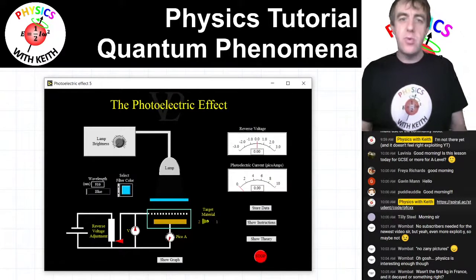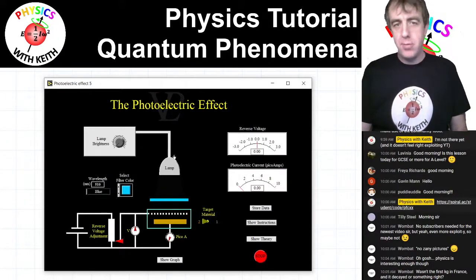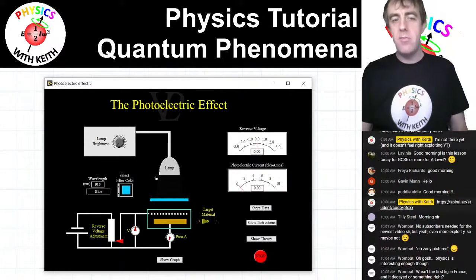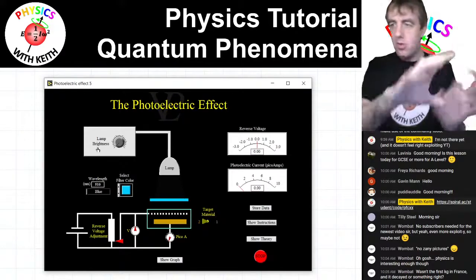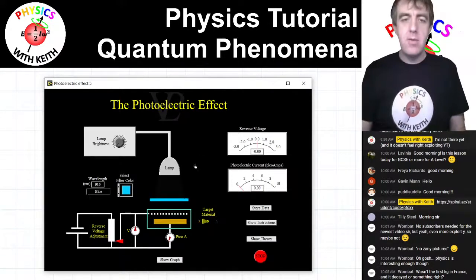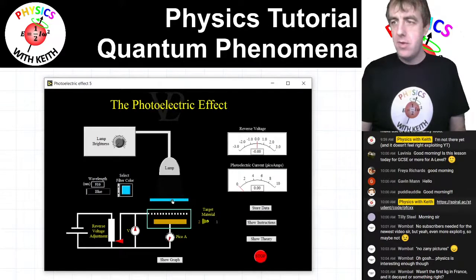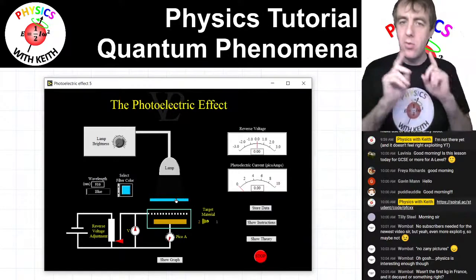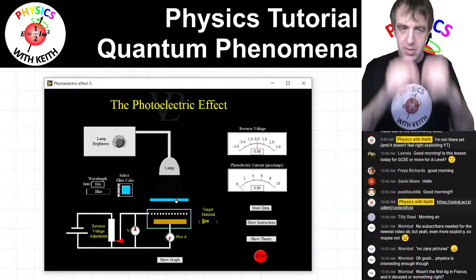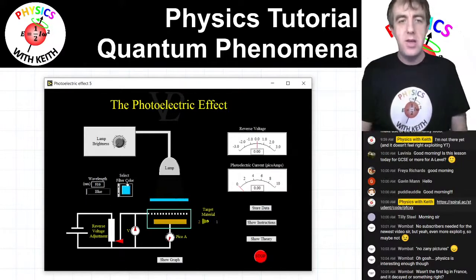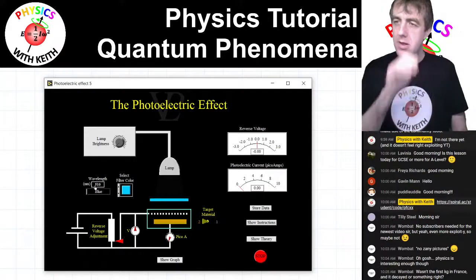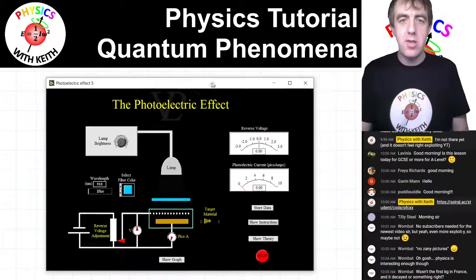So in this practical, let's have a look at this. We've got a lamp, a lamp I can change the brightness of. It's connected to a power supply with a variable potential difference across it. Then there's a filter. And this filter is going to allow only one wavelength of light, monochromatic light, to pass through it. And here's my ability to select different filters. You can see each filter has a different wavelength of light that it allows to transmit. I hope you can read those numbers.